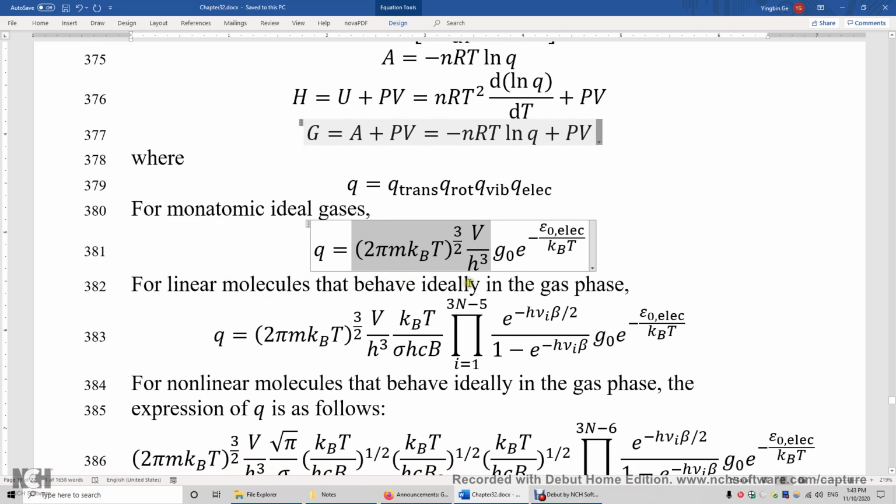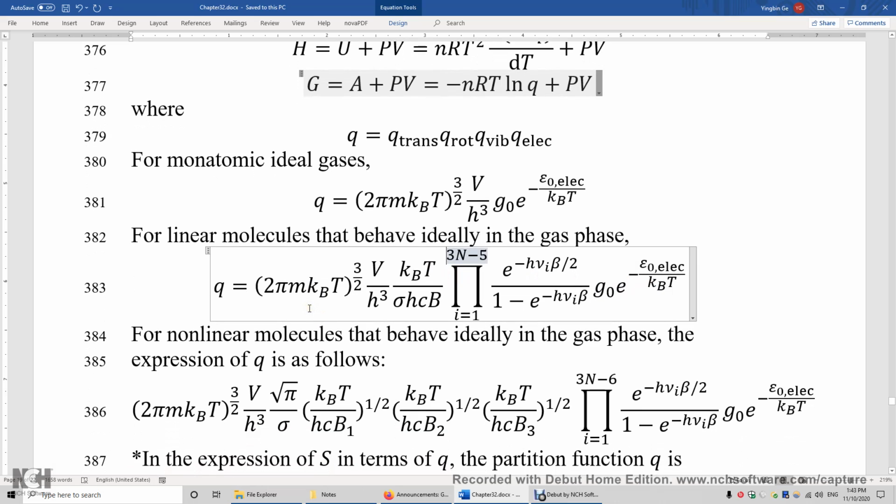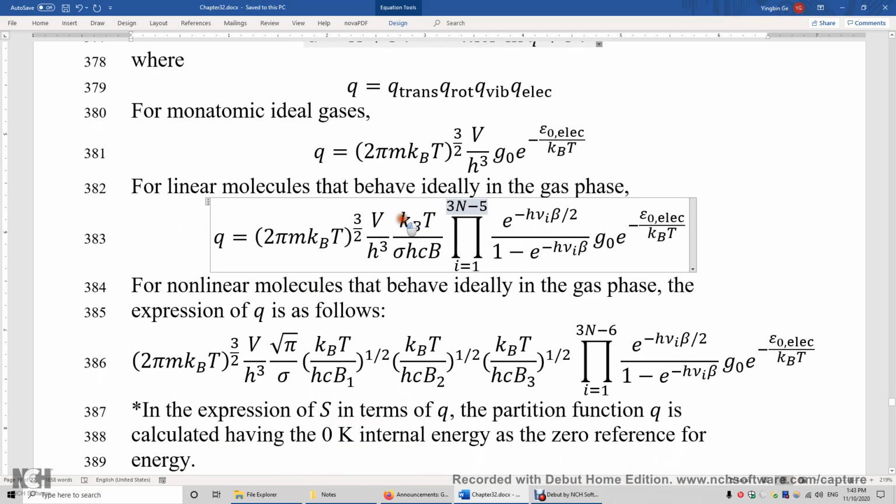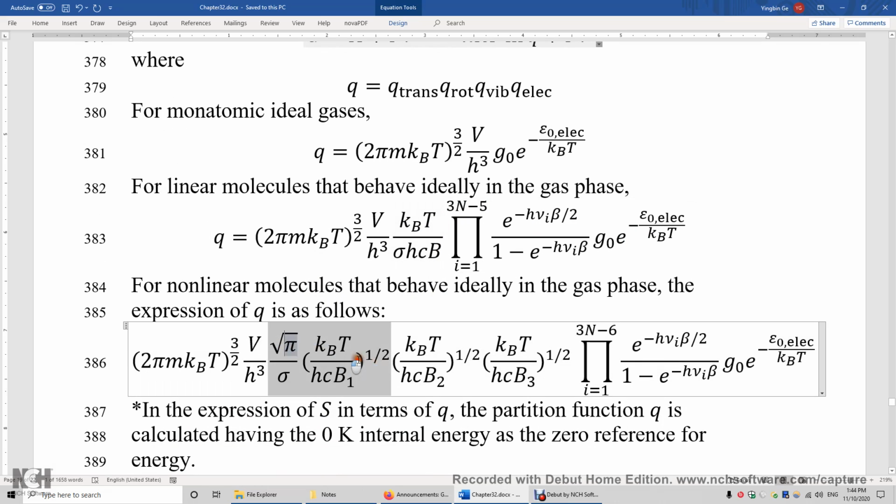If you have a linear molecule that behaves ideally, then you need the translational partition function, the rotational partition function, the vibrational partition function here, and the electronic partition function here. For nonlinear molecules, we need to modify the rotational partition function. Now it contains these 1, 2, 3 terms. They correspond to the rotations about the x, y, and z axes. Over here, this is the vibrational partition function for a nonlinear molecule. And finally, this is the electronic partition function.